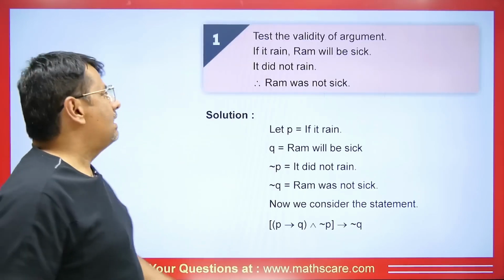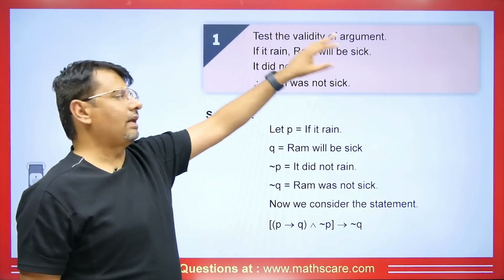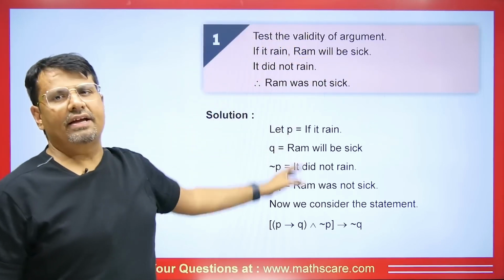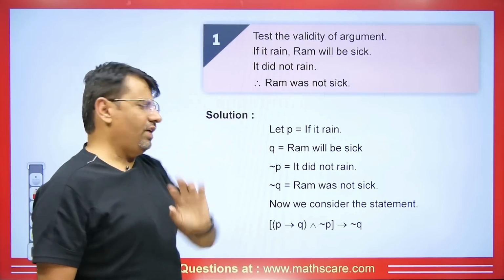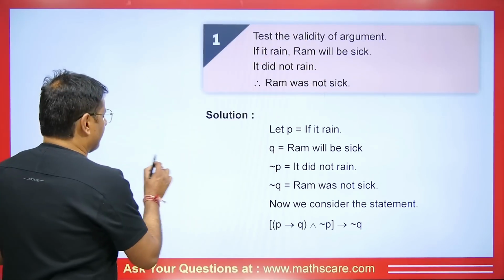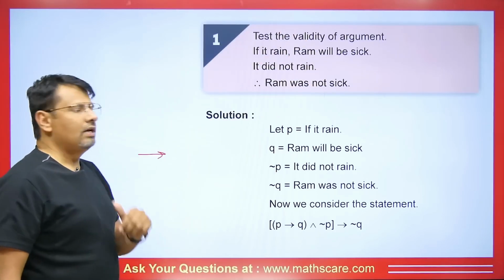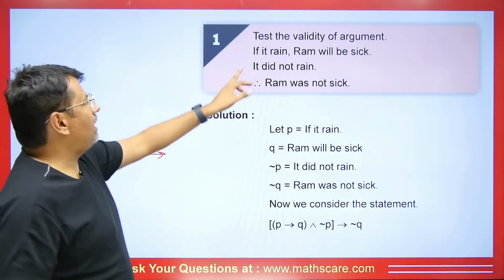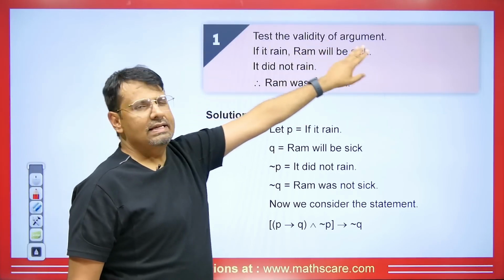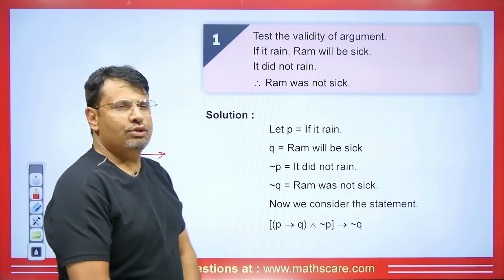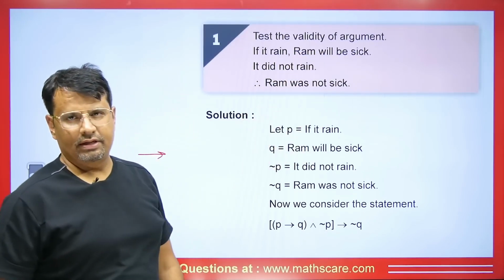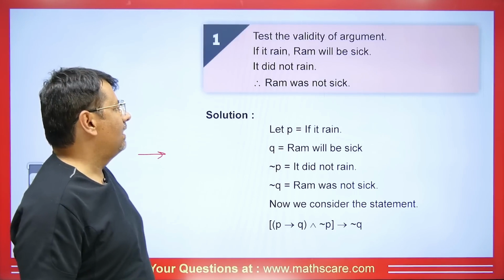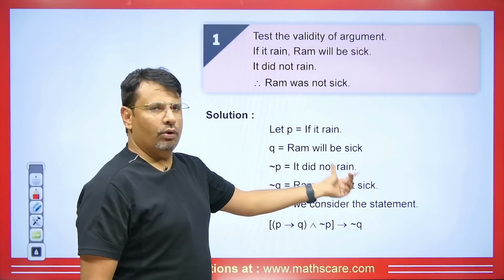Let's see the question first. Here we have to test the validity of the argument. How are we going to test that? Let's see the statement first. If it rains, so here if is used. So in this case we will get implies. When there is if, we will use this proposition. What is it saying? If it rains, then Ram will be sick. So we can denote rain as P, and we will label Ram will be sick as Q. And it did not rain, so the negation will be it did not rain.